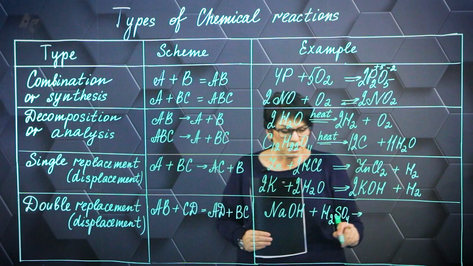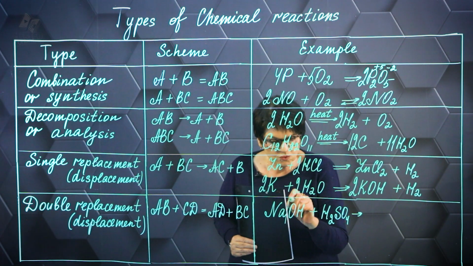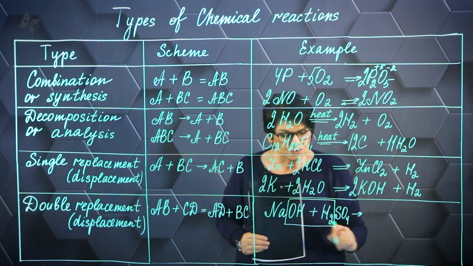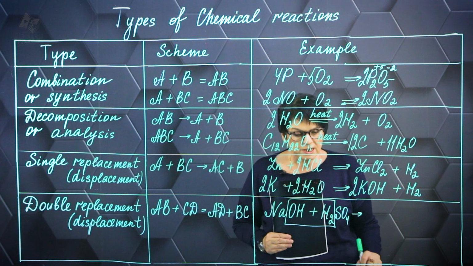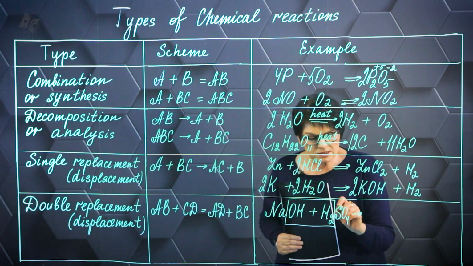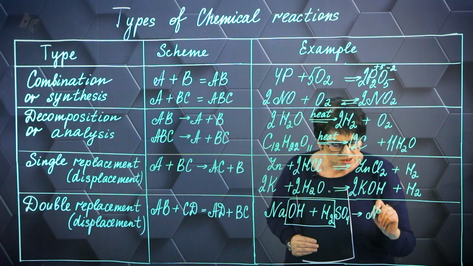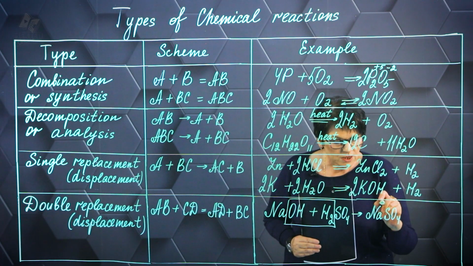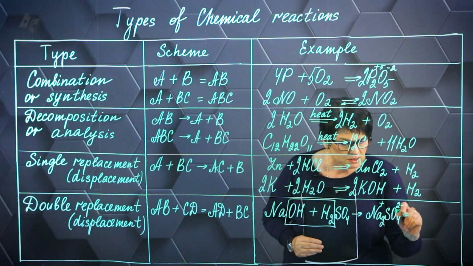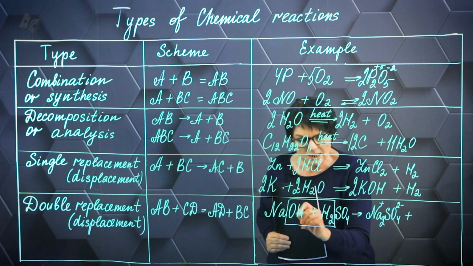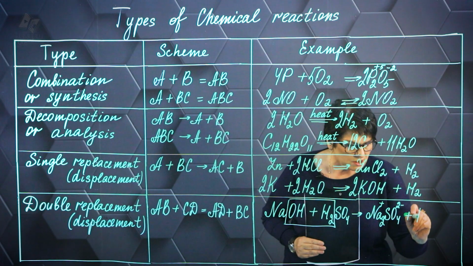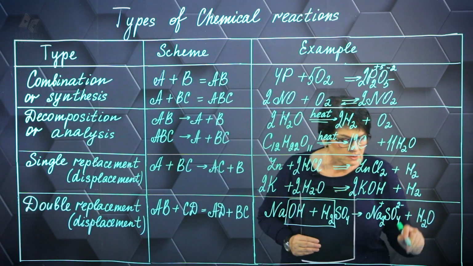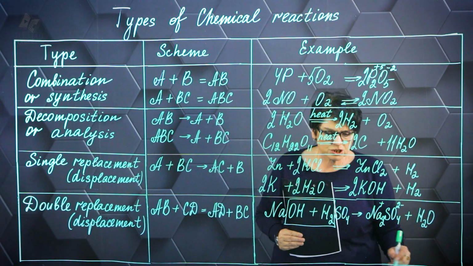In exchange reactions it's convenient to use this kind of auxiliary frame for writing. Sodium and SO4 are combined. We can make this formula using the charges. So sodium plus, and SO4 has 2 minuses, according to the cross rule. And the remaining hydrogen and oxygen in the frame give, on the right-hand side, water.